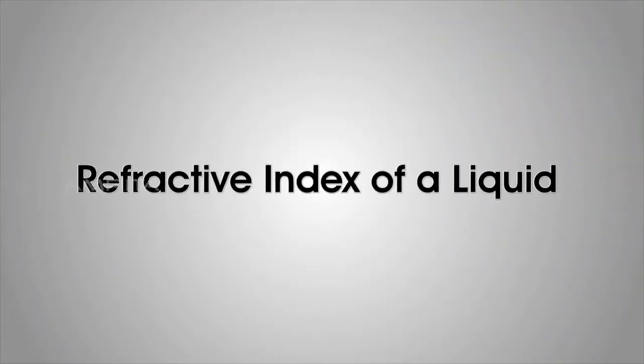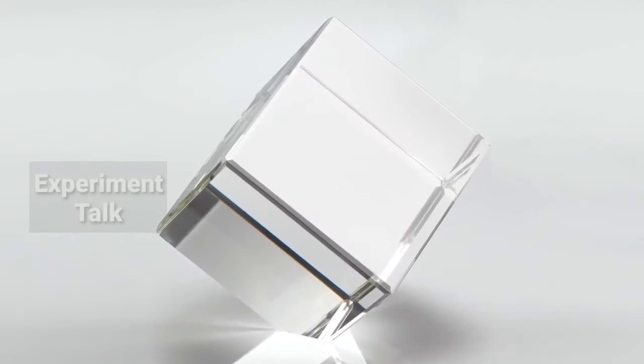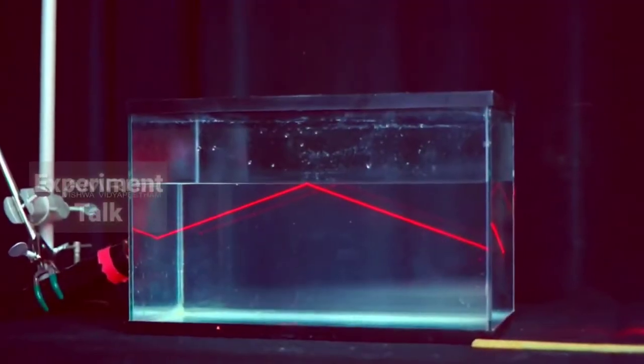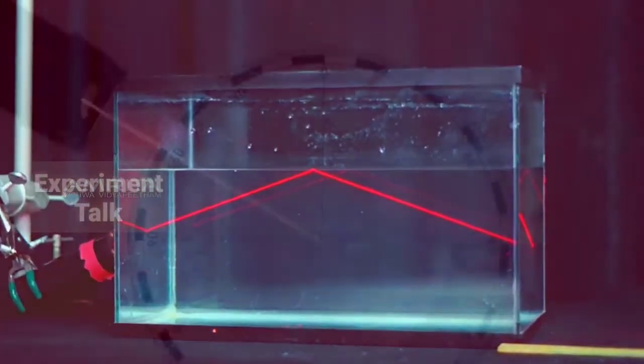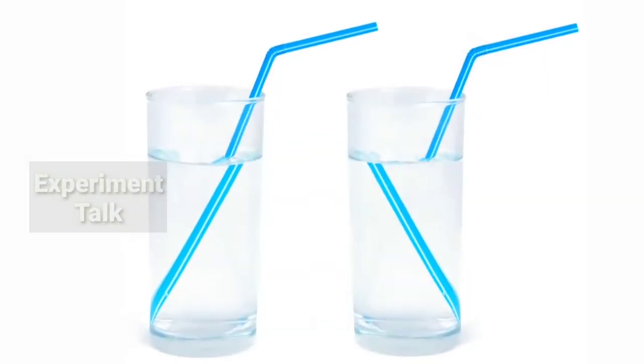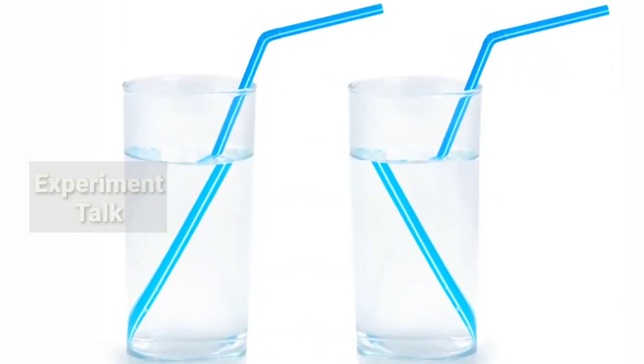Refractive index of a liquid. The refractive index of a material is a dimensionless number that describes how light propagates through a medium. When light moves from one medium to another, it changes its direction, that is, it is refracted.